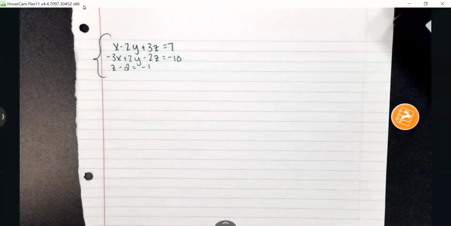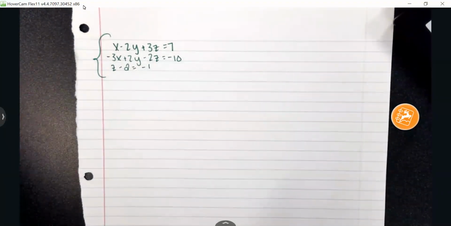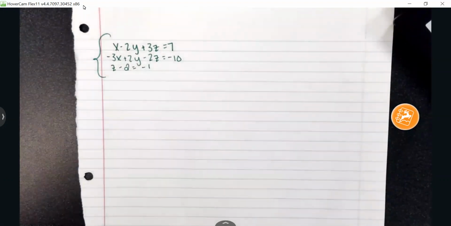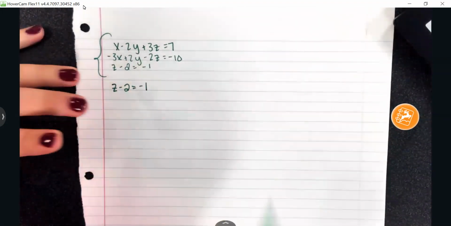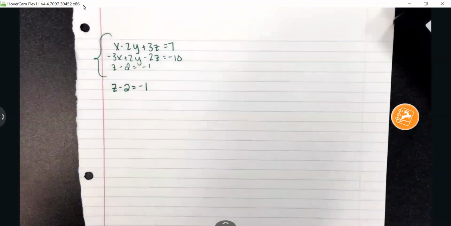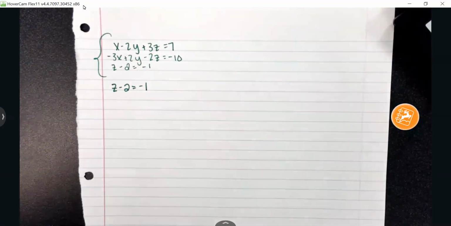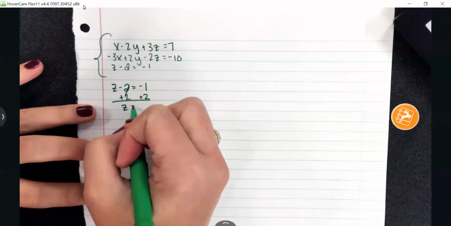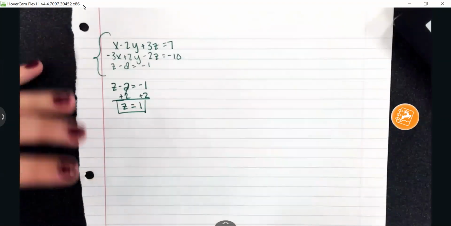Number one, Avish, which equation did you start with? No, Avish. Ari. Z minus 2 equals -1. Why did you start with that? It's the easiest one. There's only how many letters in it? One letter. Very good. So if I add 2 to both sides, Dana, what does Z equal? 1. Very good. Thank you, my dear.